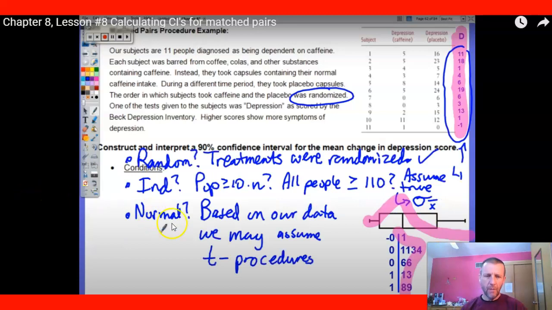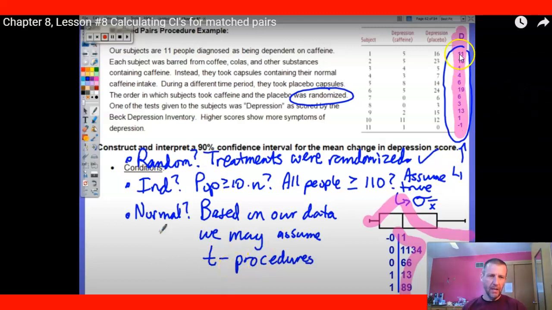The check for normality, because it's not really normal, we're looking for a T procedure. Is the population itself normal? We don't know. Is the sample size over 30? No, it's not. But T procedures are robust, as long as there are no crazy outliers or no crazy skewness, we can go ahead.